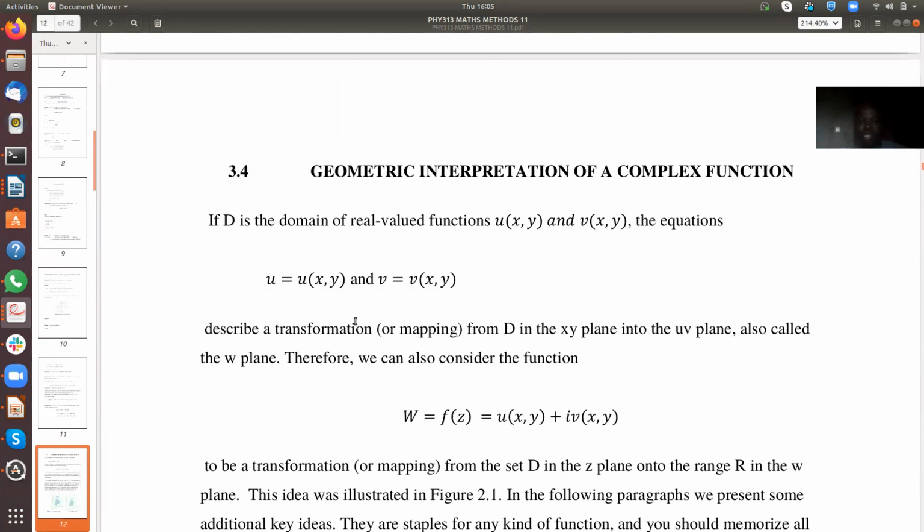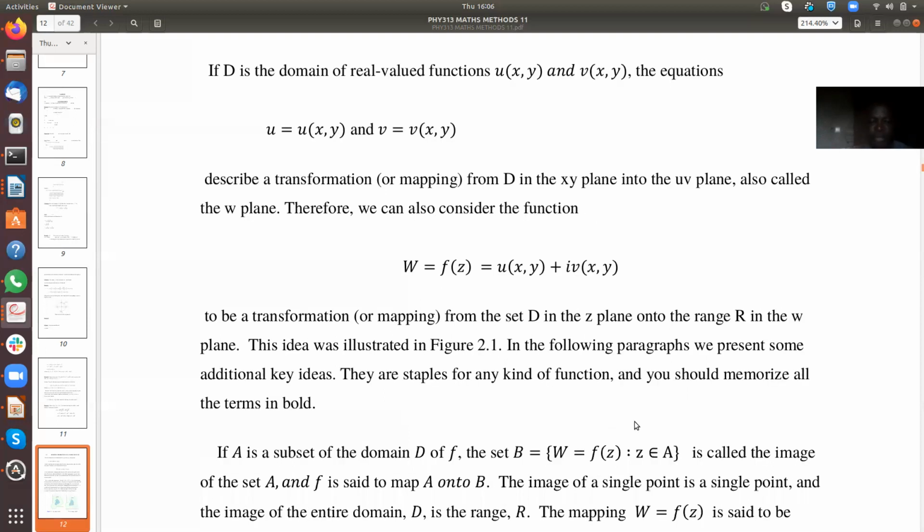So, under the geometric interpretation of a complex function, we say that if D is the domain of real value function such that u(x,y) and v(x,y) are the equations, so we can write u equals to this, that is u now is a function of x and y, and v also is a function of x and y. So to describe a transformation or a mapping from D, that is from one subset to another one, in the xy plane into the uv plane, also called the w plane. Therefore, we can also consider the function that f of z is equal to the combination of u of xy plus I v of xy.